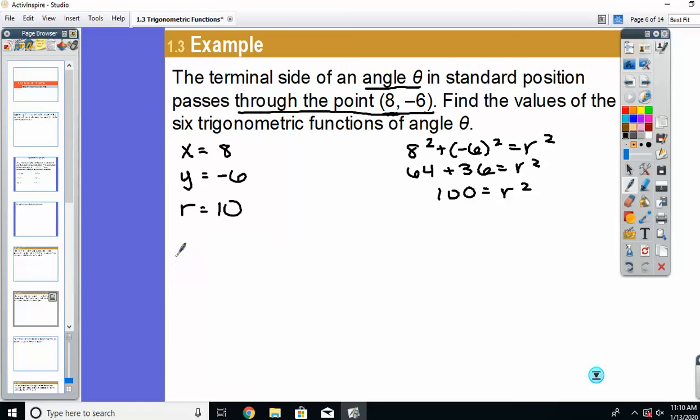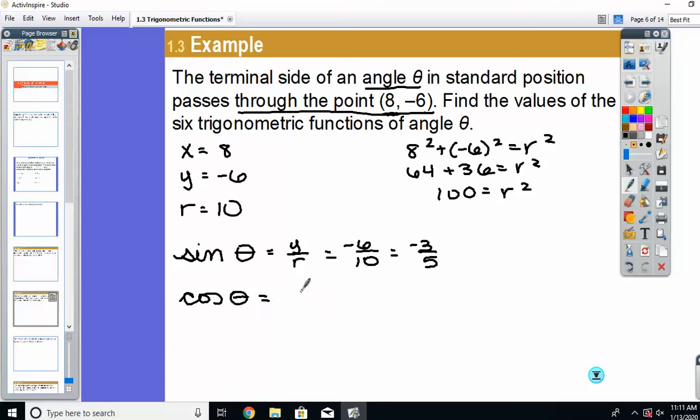Okay, so now the 6 trig functions. So remember, we do the 3-letter abbreviation. So sine, we put the theta for the angle. What was the definition for sine? Y over r. Okay, so my y value is negative 6. R is 10. I asked you to keep it in fraction form, but do reduce it to lowest terms. So negative 3/5.